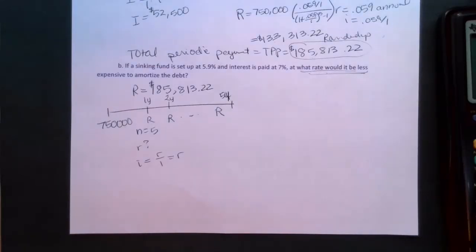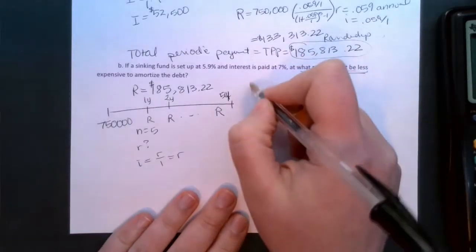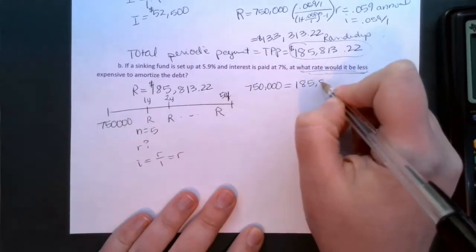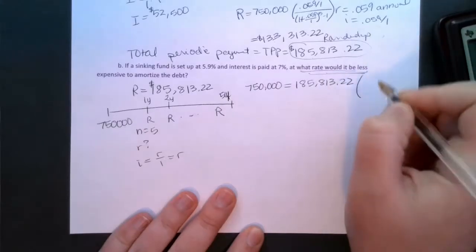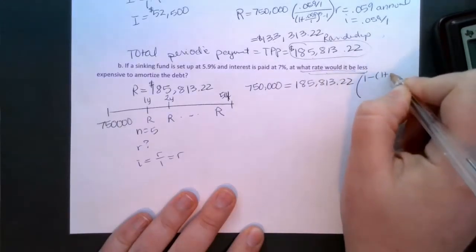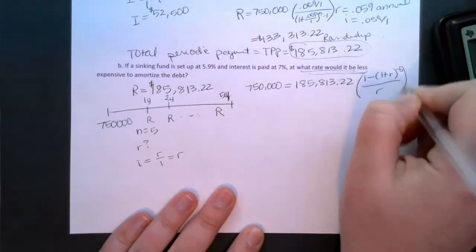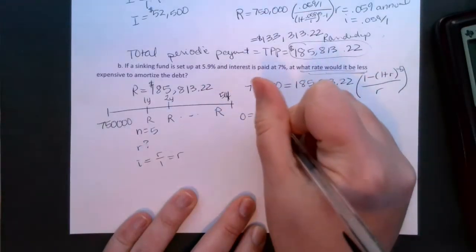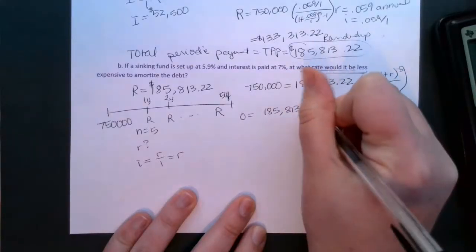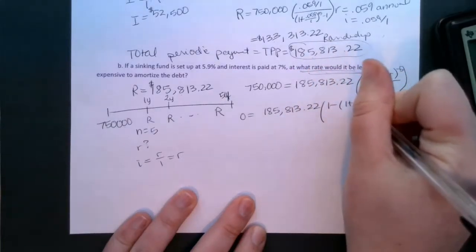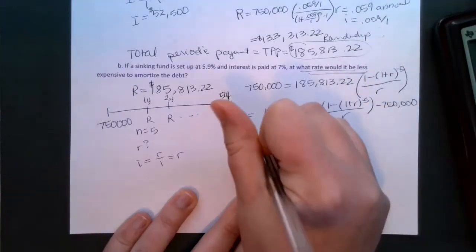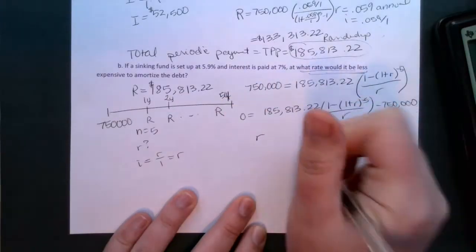So this means that when you're looking at this later, it's like you're comparing two different payment plans, is really what we're doing. So we're going to take our 75,000, and that's equal to our 185,813.22 times 1 minus 1 plus R, where R is the unknown, over R. So again, this isn't exactly easy to work with, so I'm going to make it 0 over here. Okay, and then this is the one where we make a table, we use that interpolation process.